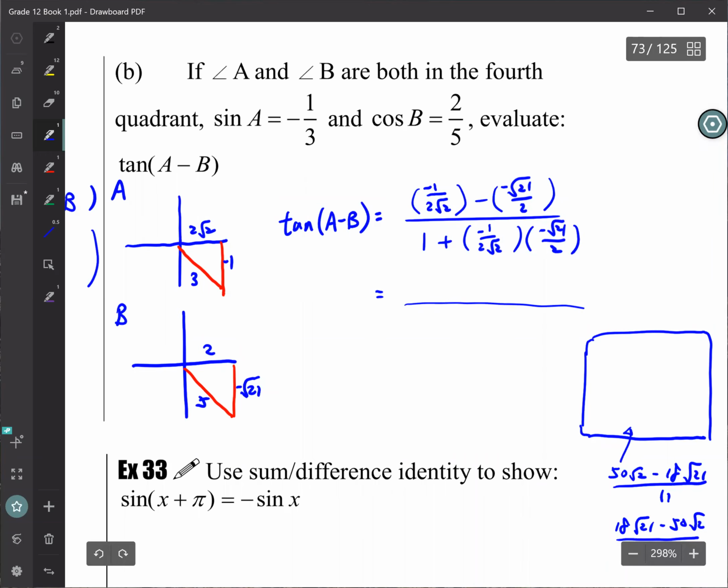So let's see, how do we simplify this? So we have negative 1 over 2 root 2 plus, right? Because minus a negative, root 21 over 2. Now the denominator will be 1 plus, the product here is negative times negative, so that will become positive, root 21 over, then multiply, so that will give you 4 root 2.